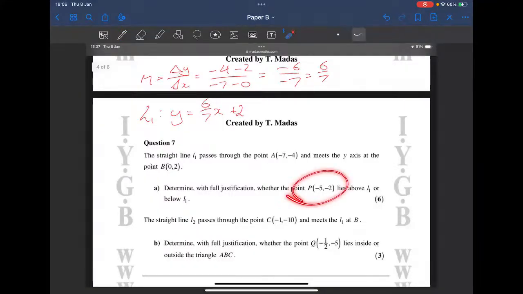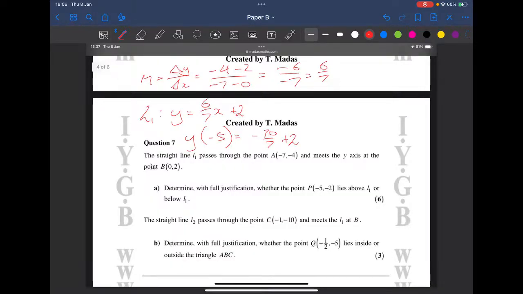We then want to find whether (-5, -2) is above or below it. So let's plug in that x-coordinate of -5. When we look at y of -5, we'll have -5 times 6/7, so that's -30 over 7, still plus the 2. Let's put that into one fraction. 2 is the same as 14 over 7, and 14 take 30 is -16 over 7. This number, if we write it as a mixed number, is -2 and 2/7.